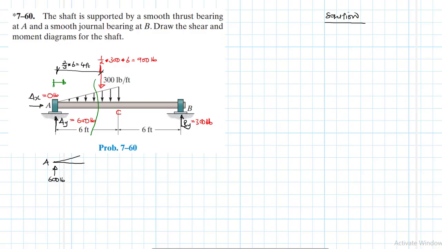This triangular load, okay, whose function I'll need to find. So let's find the function of this load. So this is A and this is C. This point is 300 pounds, 300 pounds per feet. Okay, it's like this. All right, so we are using q of x.